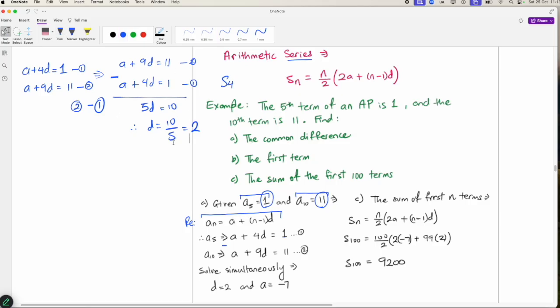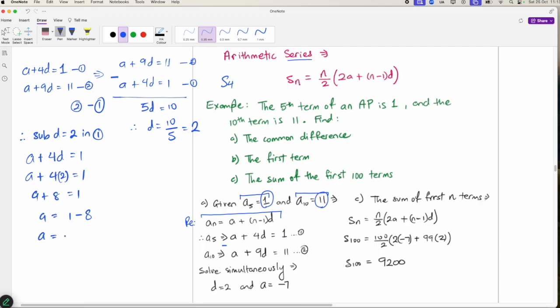All right, so this is the elimination method of simultaneous equations. And so therefore, I'm gonna sub D is 2 in any one of the equations. Let me go with equation 1, right? So that means A is gonna be, that's A plus 4D is 1. A plus 4 times 2 is 1. So A plus 8 is 1. A is gonna be 1 minus 8. A is gonna be negative 7. Understand, Shanisha? Yes, sir.